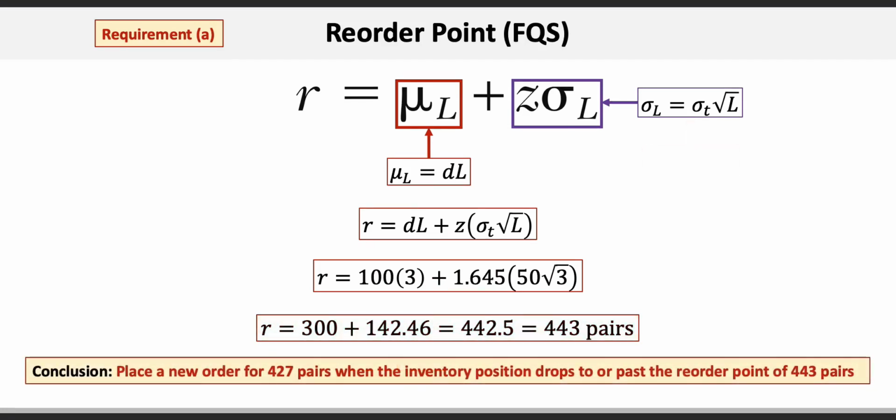Therefore, our conclusion is to place a new order for 427 pairs when the inventory position drops to or past the reorder point of 443 pairs.